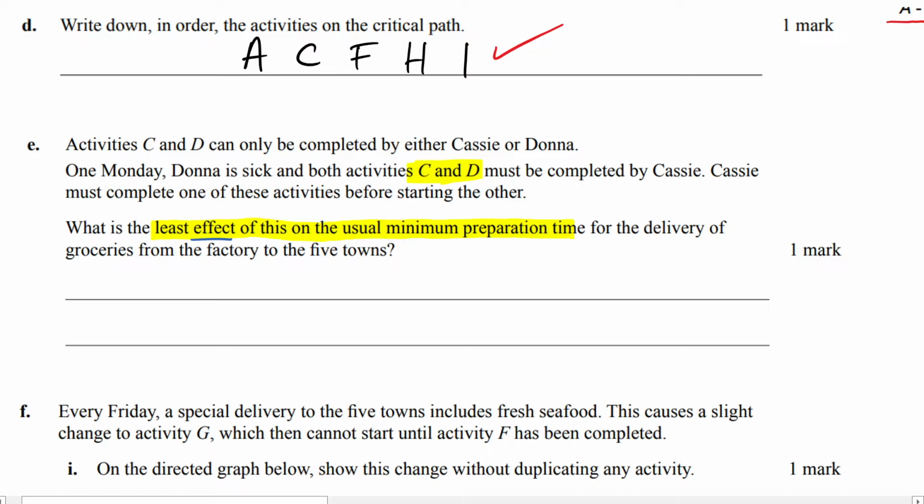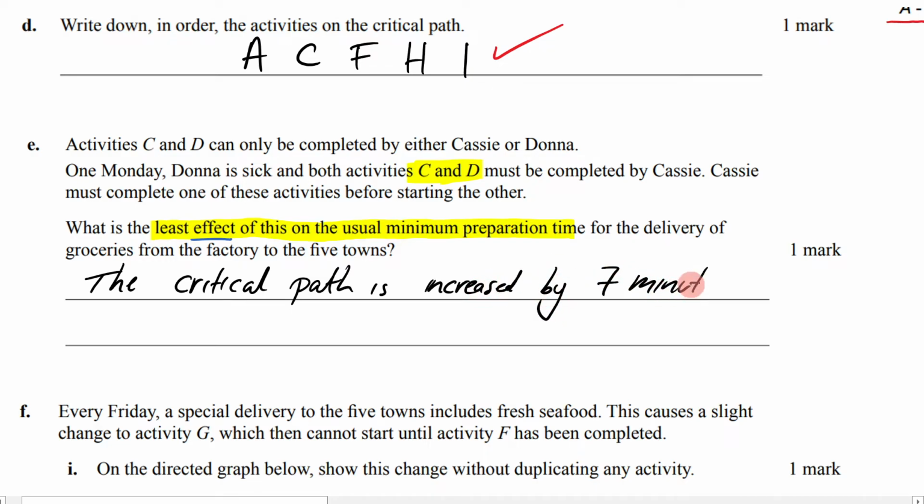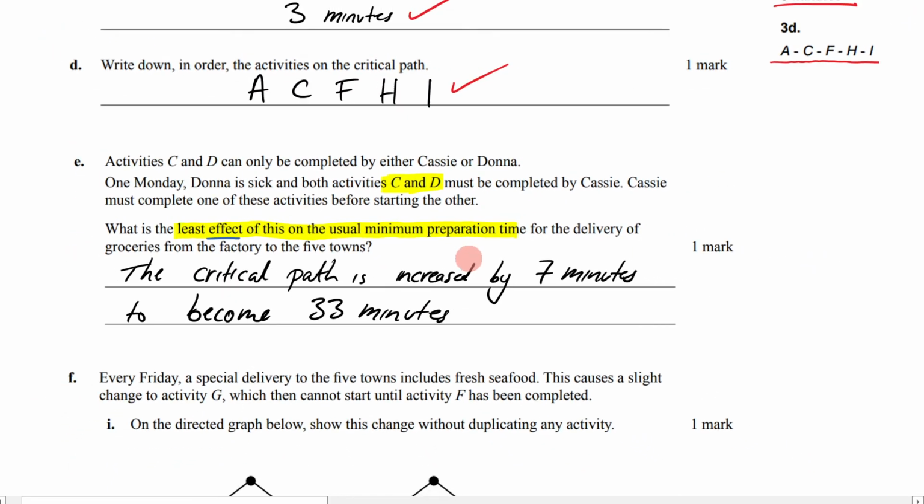So I'm going to say that the critical path is increased by 7 minutes to become 33 minutes. There we go. The critical path is increased by 7 minutes to become 33 minutes. That's what I'm going to write there.